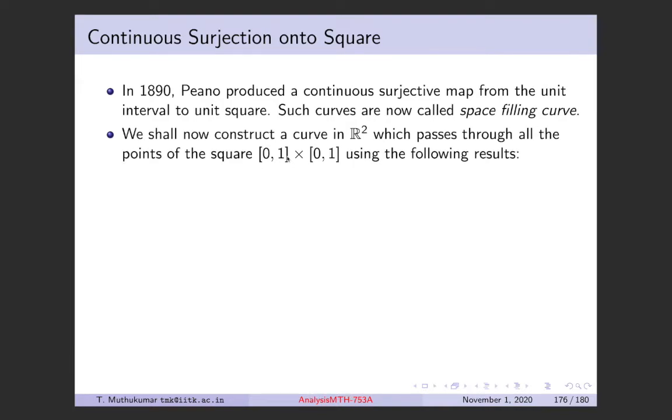So we are going to give one such curve here. We are going to construct a curve in R2 which passes through all the points of the square. Okay, and that needs two results.